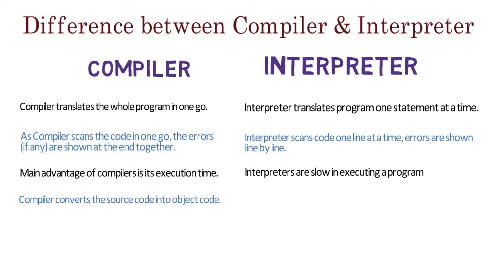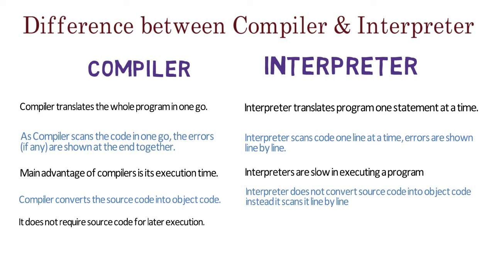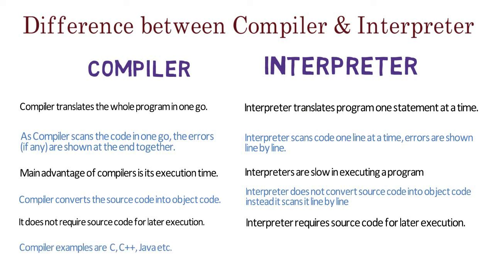Compiler converts the source code into object code. Interpreter does not convert source code into object code. Instead, it scans it line by line. Compiler does not require source code for later execution. Interpreter requires source code for later execution. Compiler examples are C, C++, and Java, while interpreters are Python, Perl, MATLAB.